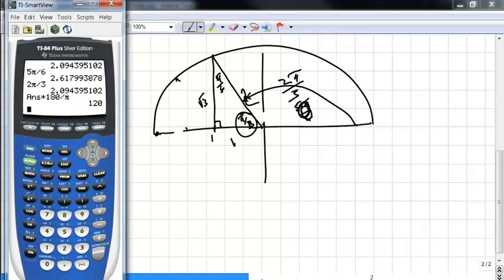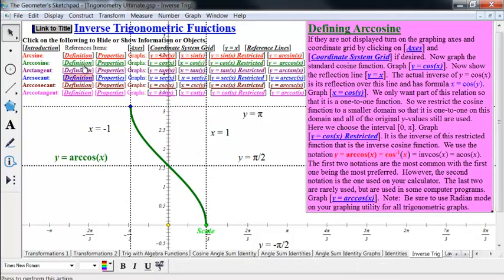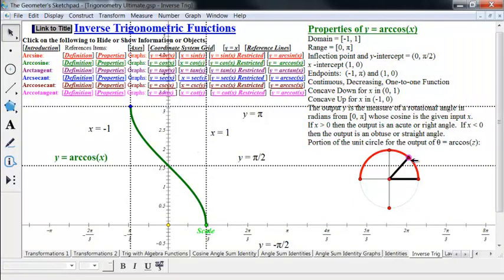So again, the inverse cosine or arc cosine, if you want to think of it in terms of, which we usually do want to think of it in terms of a unit circle picture, the output is going to be an angle, and it's going to be an angle between 0 and pi, whose cosine is whatever you have for the input. So that's basically how the arc cosine function works.